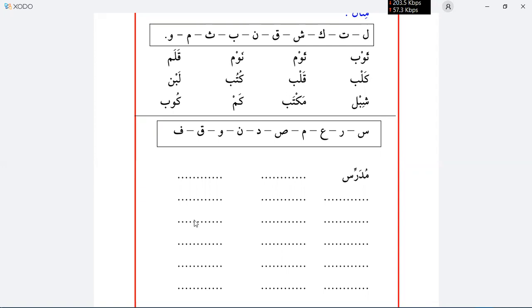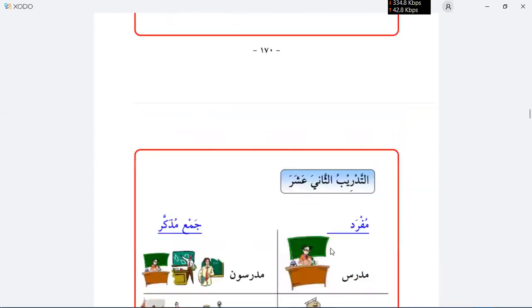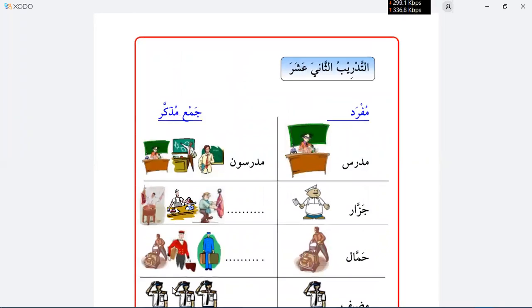I didn't understand the word. Laban, Lebanon, Ustaz. Laban will be here, it is already written. Lam is not here. Okay, so lam is not there. So we have to make words with those alphabets. Yes, you all can do it after the class.